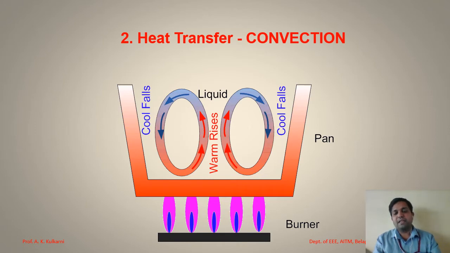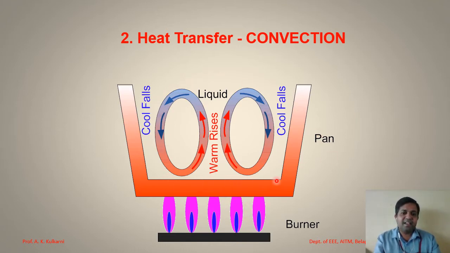The second method of heat transfer is convection. In this convection mode of heat transfer, once again we consider a pan. I'm going to place this pan on top of the burner. Inside this I'm going to have some liquid material. Let us consider milk is poured inside this pan. We need to heat this liquid, right? As we know, this pan is kept on the burner, so the burner's flame will heat up this pan.